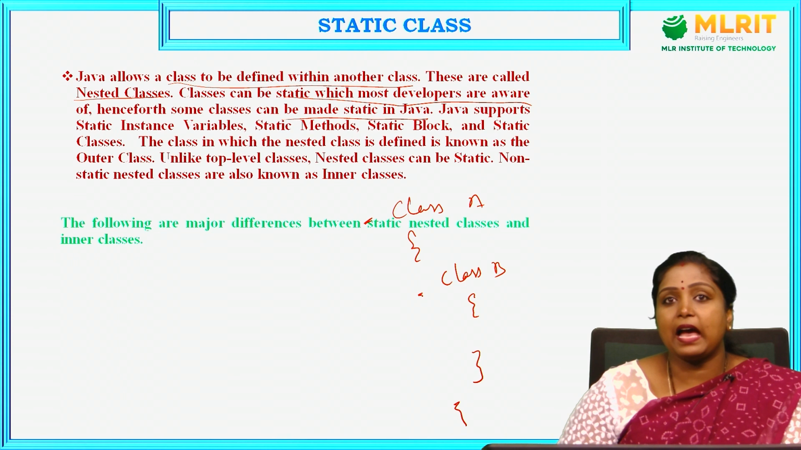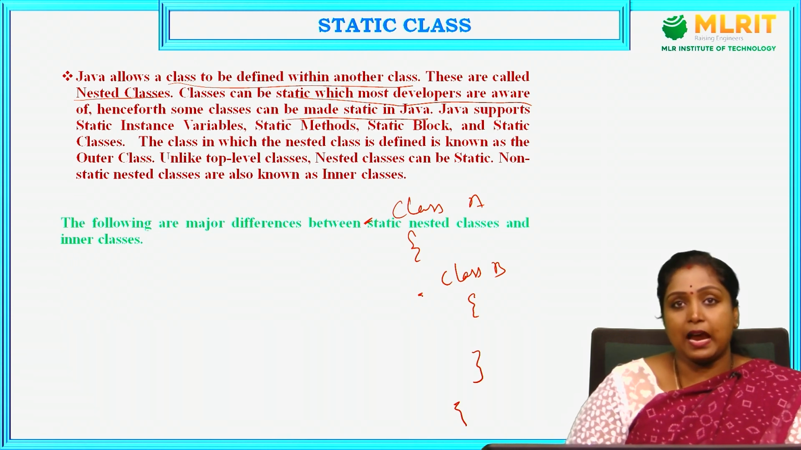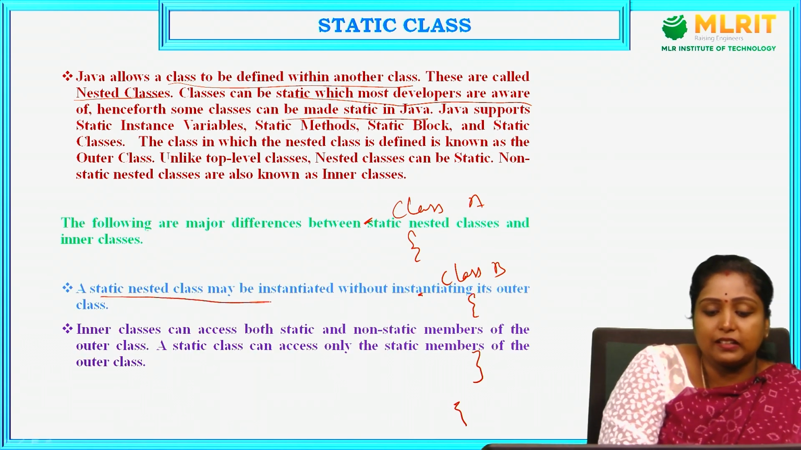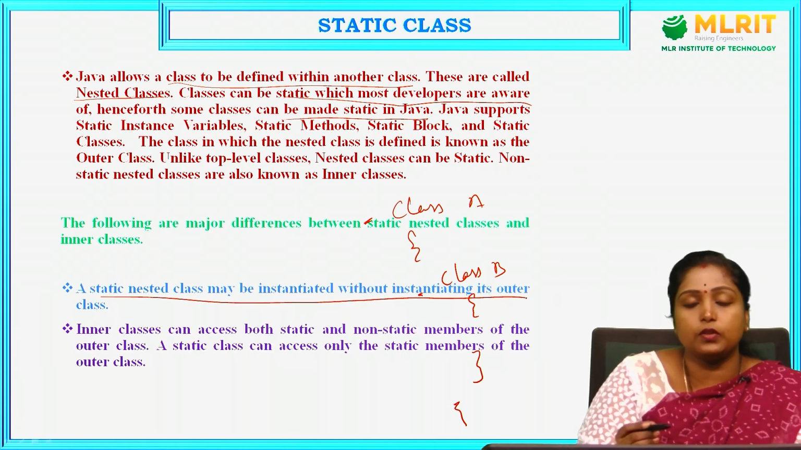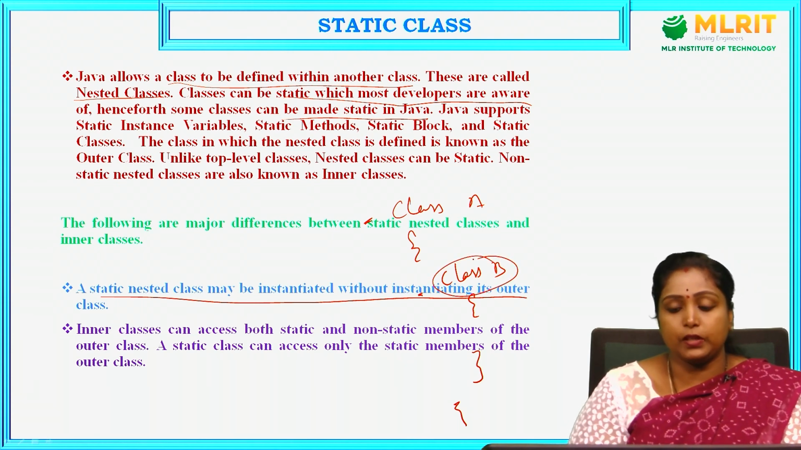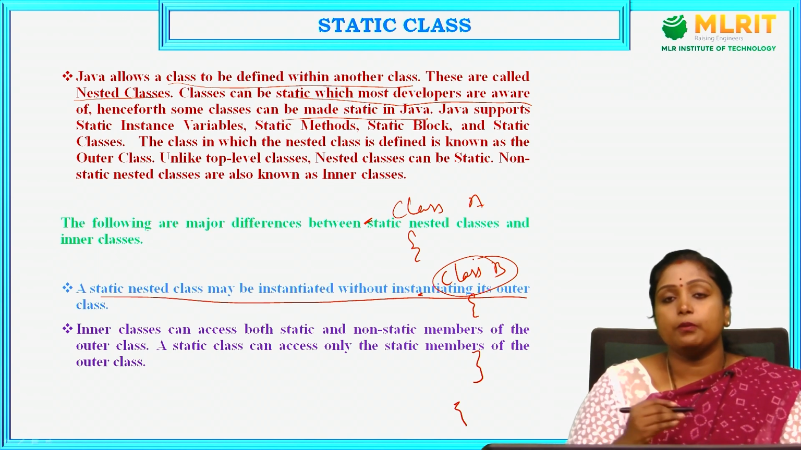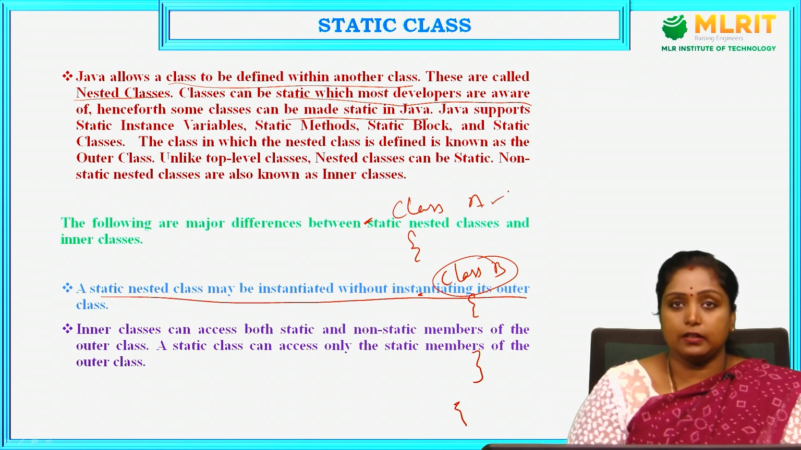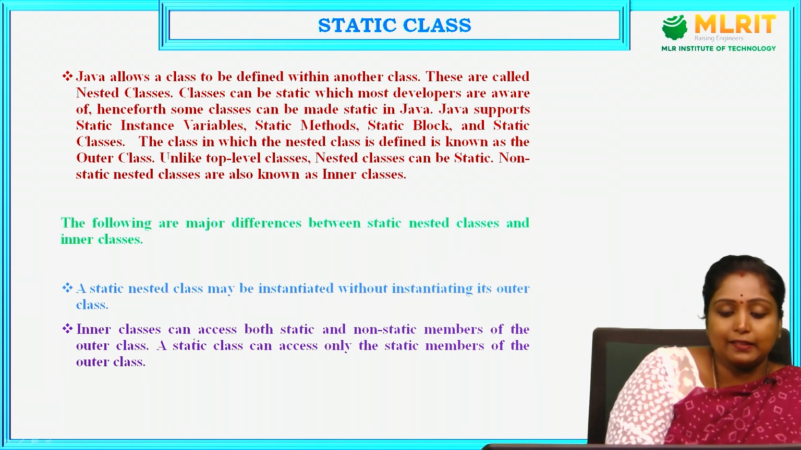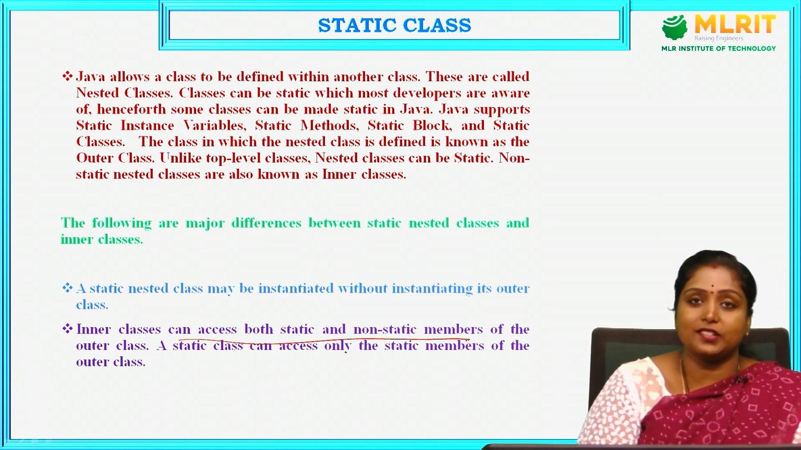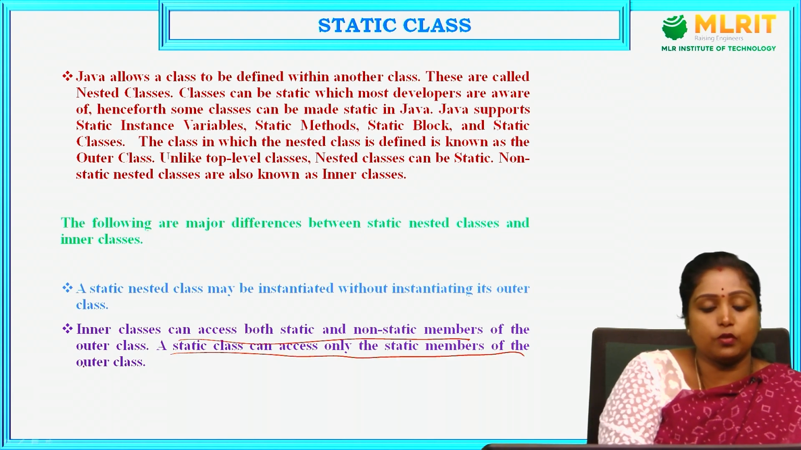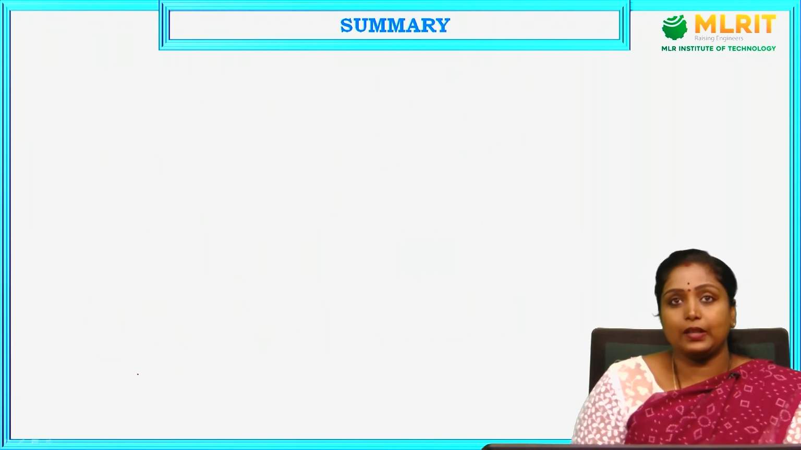There is a major difference between static nested classes and inner classes. Static nested classes may be instantiated without instantiating the outer class. For example, this can be instantiated, and you need not instantiate the A class. Inner classes can access both static and non-static members, whereas static nested classes can only access static members of the outer class. This is the only difference.